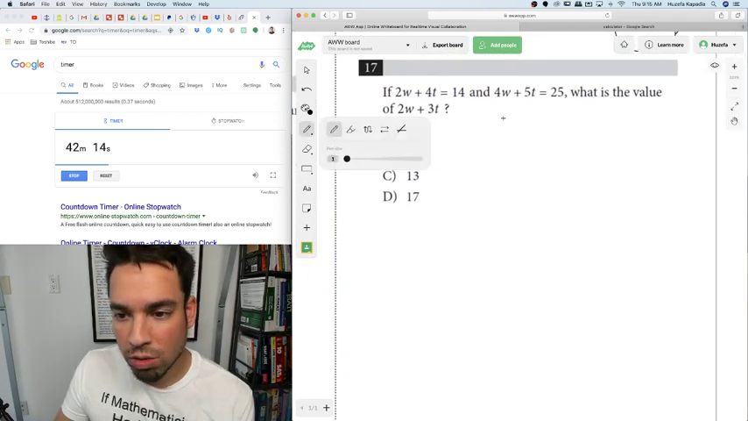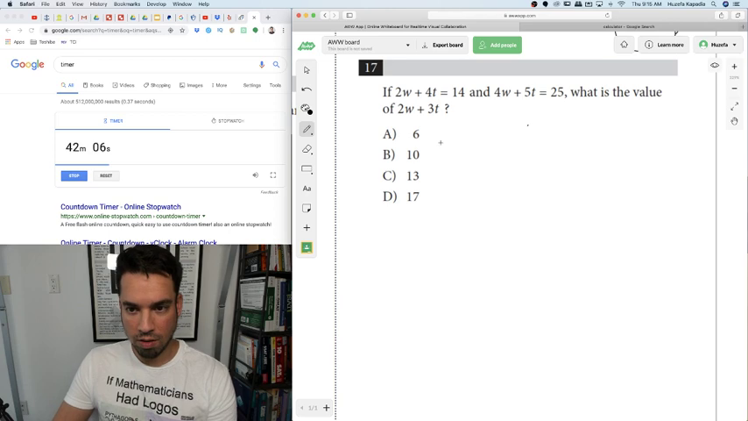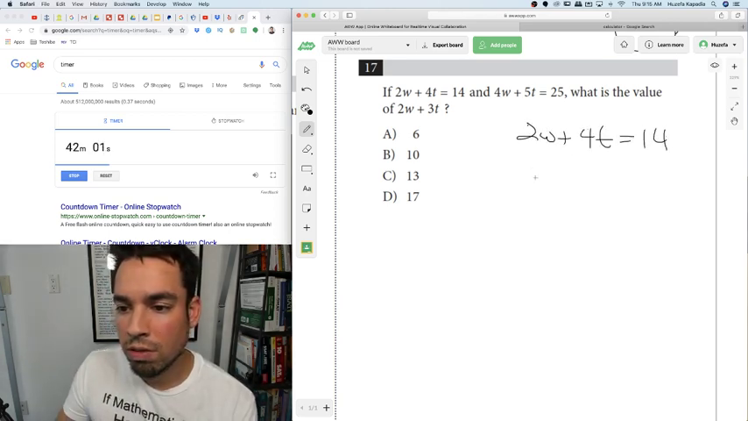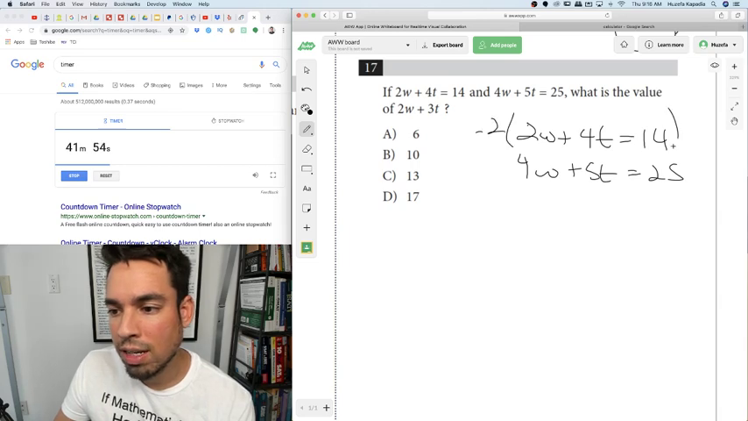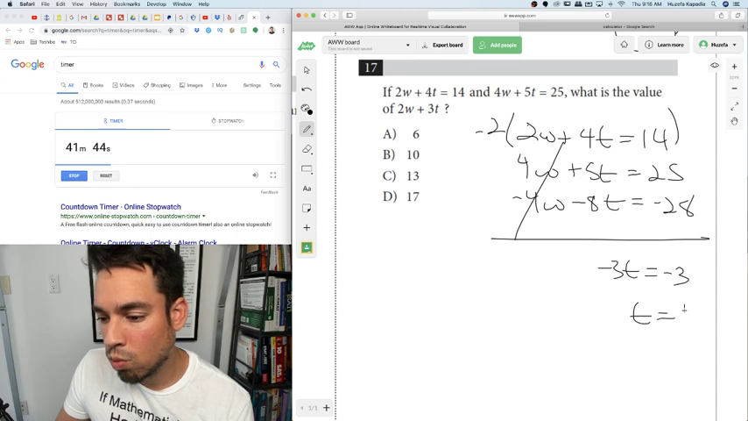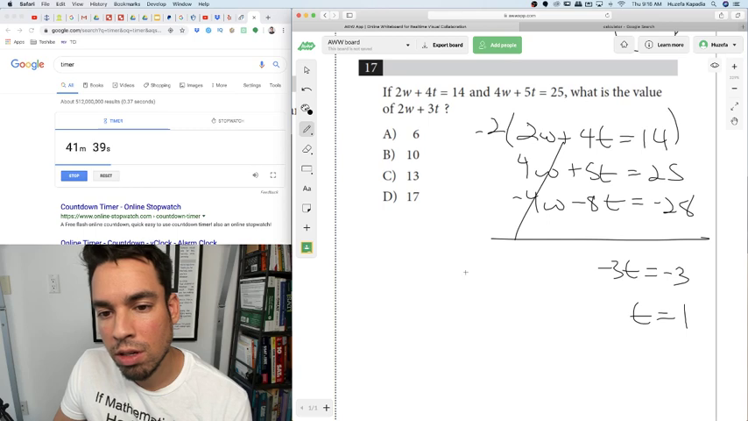If 2w plus 4t equals this, and so on, what is 2w plus 3t? Hold on. System of equations: 2w plus 4t equals 14, 4w plus 5t equals 25. Let's solve for w. I'm going to multiply the top one by negative 2. Negative 4w minus 8t equals negative 28. Combined, negative 3t equals negative 3. T equals 1.